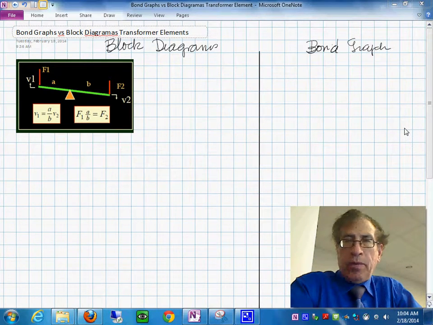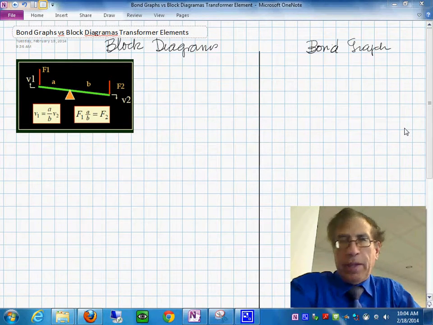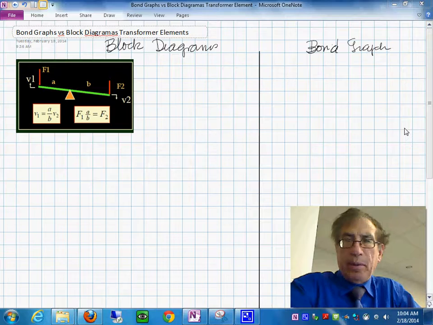Block diagrams and bond graph models as they relate to the transformer element. On the screen right now you see there is a lever in there, which all of us know is a transformation between the forces and also the velocities of the endpoints of this lever. So the distance on one side is A, the distance to the other extreme is B. And let's see how we develop these equations, develop the bond graph model, and develop the block diagram.